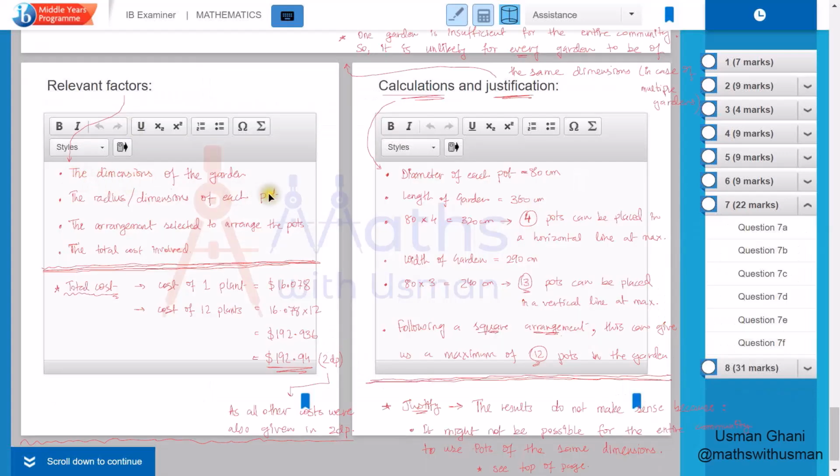So the factors are the dimensions of the garden, the length and the width, the radius of each pot or the space left for each pot, the arrangement selected to arrange the pots, the total cost involved, literally anything. Okay, the cost of the soil, the cost of the pot, everything is a factor.